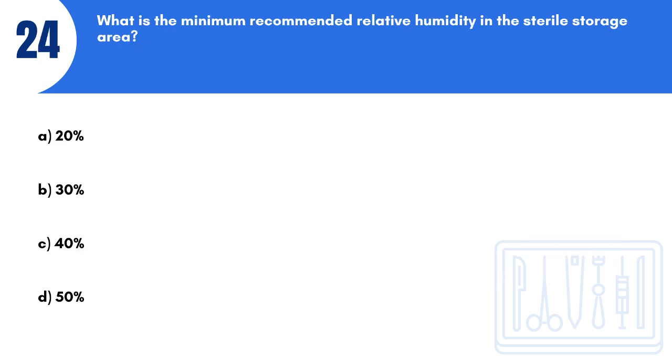What is the minimum recommended relative humidity in the sterile storage area? A. 20%. B. 30%. C. 40%. D. 50%.